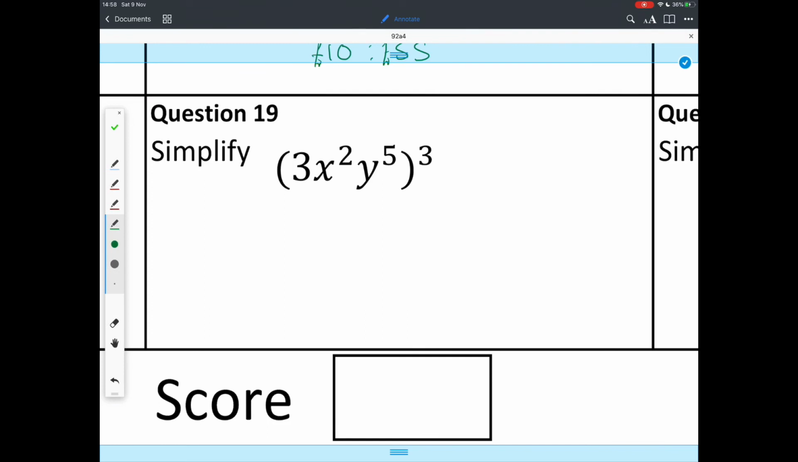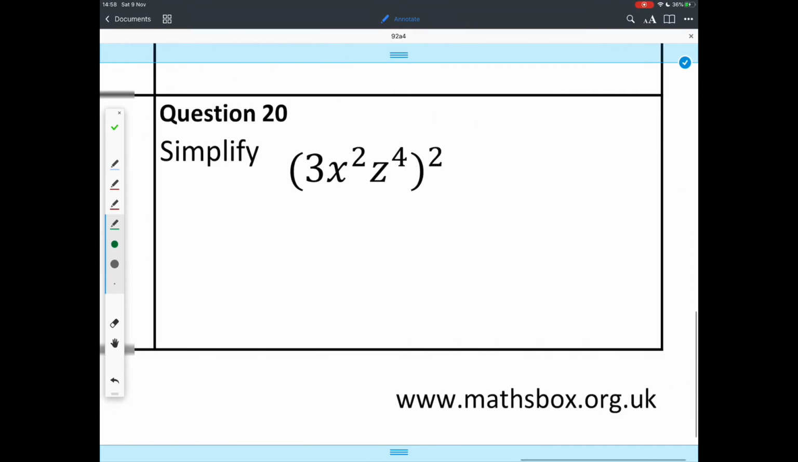Okay, so one of the big mistakes people make with this is they forget the first bit. Okay, so these are the terms. I've got 3 terms I'm going to multiply, but I'm going to cube, okay, because it's to the power of 3. 3 cubed, 3 times 3 times 3 is 27, and that's the bit that people tend to forget. X squared cubed, 2 times 3 is 6, so it's going to be x to the power of 6. And then y, 5 times 3 is 15. So my answer is 27x to the power of 6, y to the power of 15.